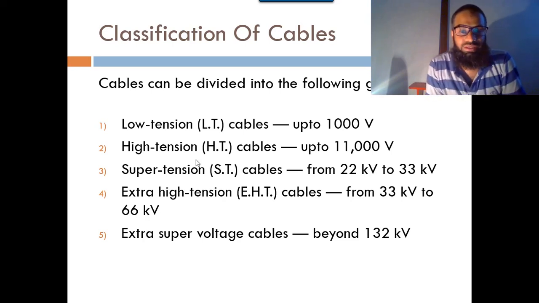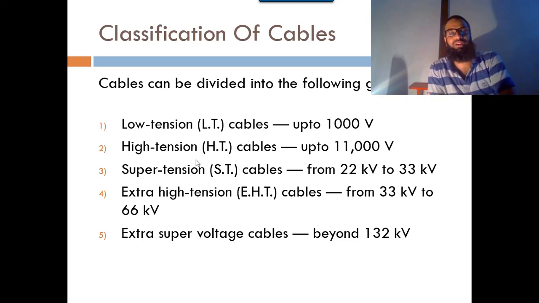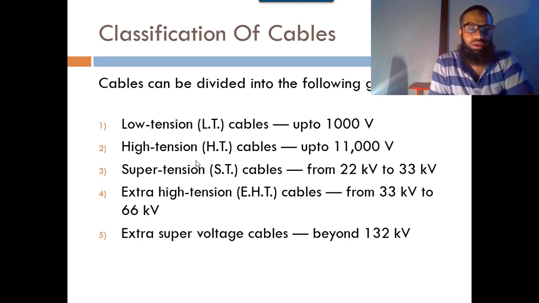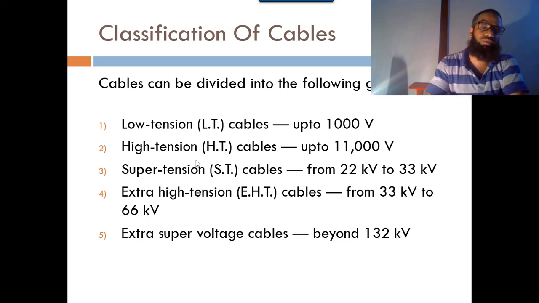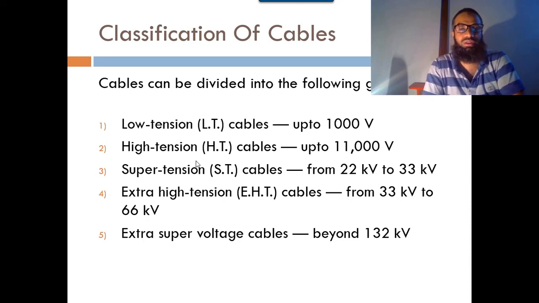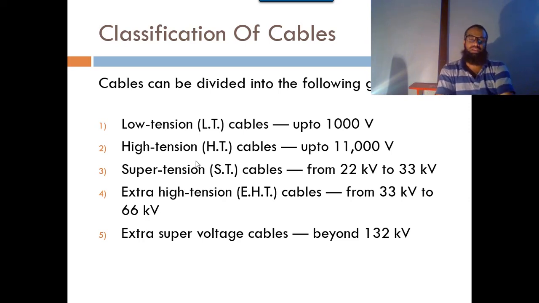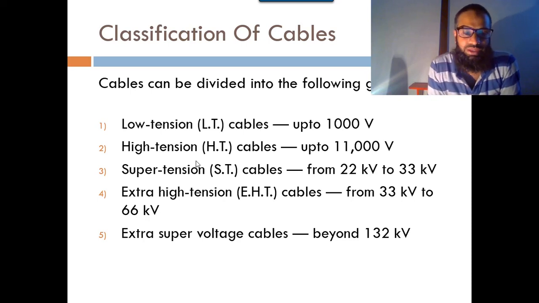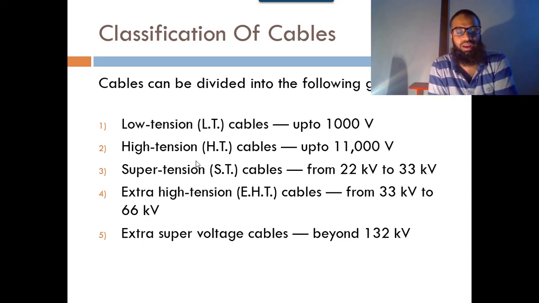The second one is high tension. When the voltage is greater than 11 kV, it is called a high tension system, and the protection or controlling mechanism for this voltage is different from the low voltage. Then super tension cables are normally 22 kV to 33 kV. The voltage level is high, so the protection and the material of the cable are different and stronger than the previous cables.